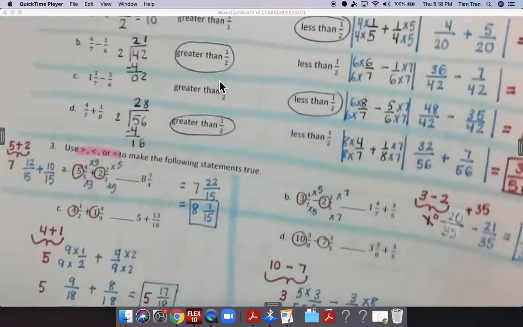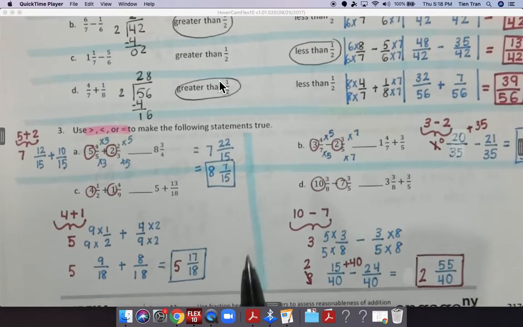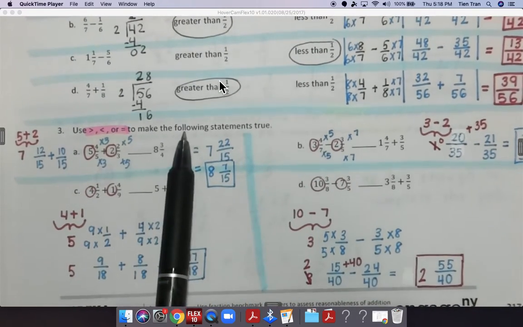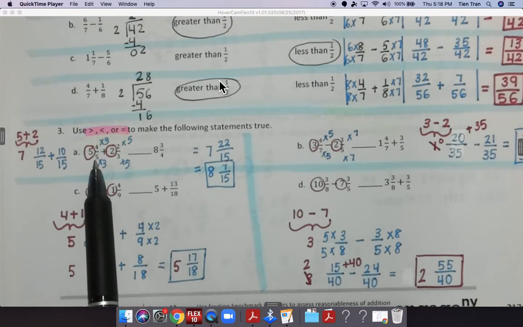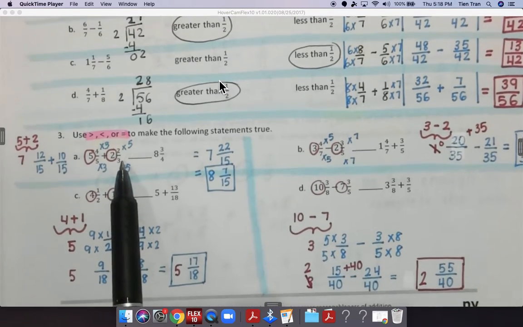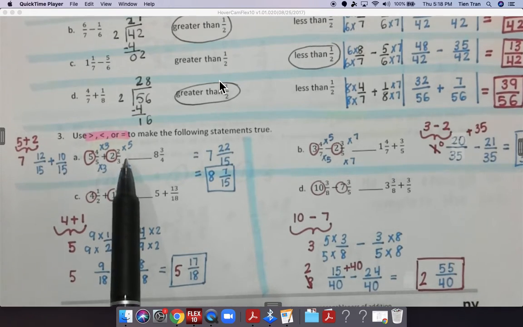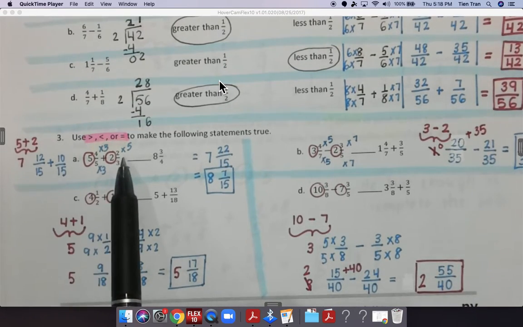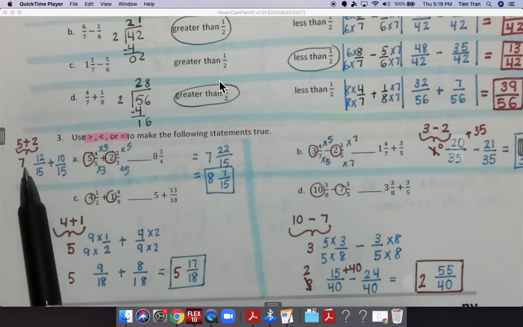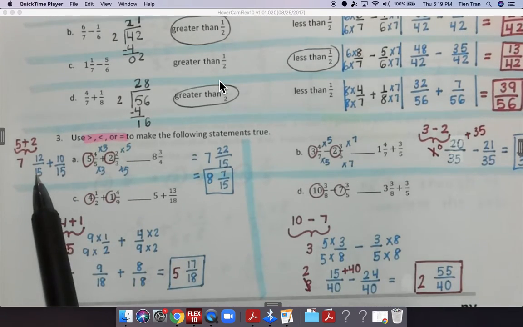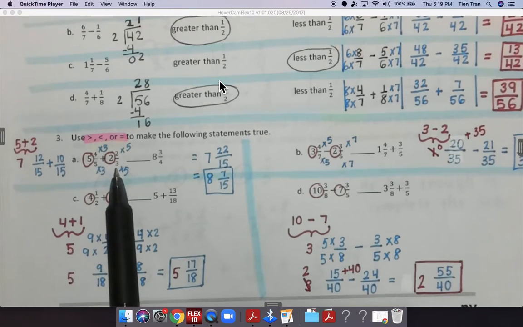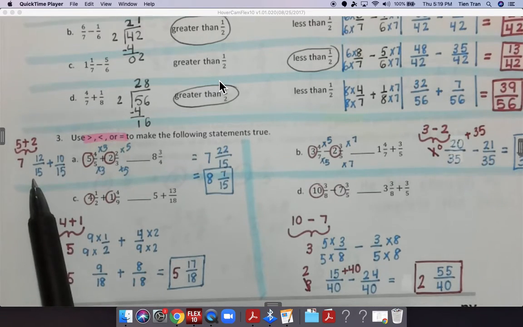Now, for number 3, we have here, use greater than, less than, or equal to make the following statements true. So we have 5 and 4/5 plus 2 and 2/3. I didn't have a lot of space here, but the first thing I did was I added my whole numbers. 5 plus 2 is equal to 7. And my fractions are 4/5 and 2/3. The common denominator for 4/5 and 2/3 is 15.